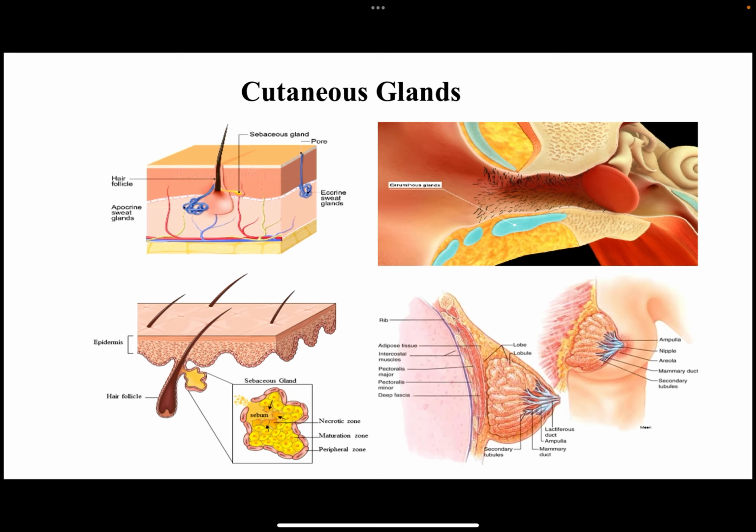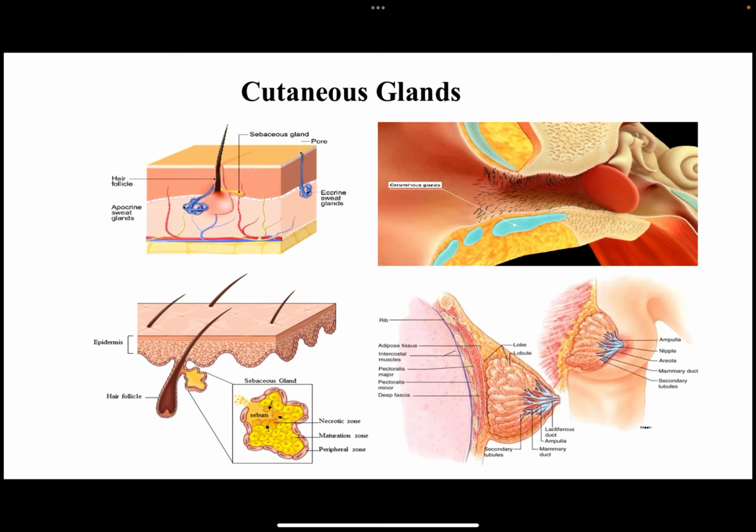Then we have the mammary glands. The mammary gland is part of the integumentary system. They are also modified apocrine glands found within the female breast, and they develop functionally only during pregnancy and lactation.